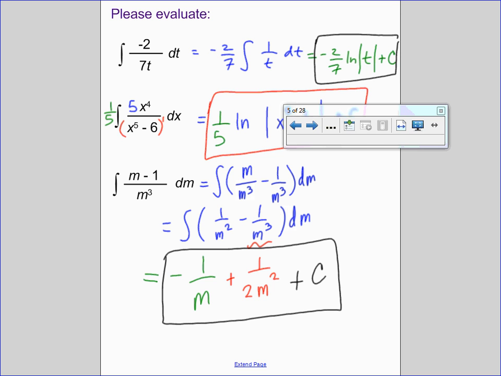So we simply used algebra to rewrite our integrand function so that we did recognize what rules we could apply, and then integrated term by term.